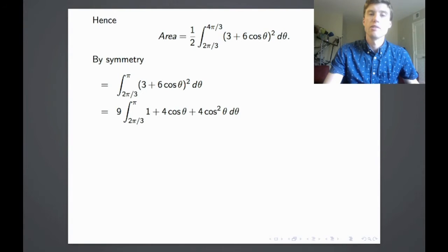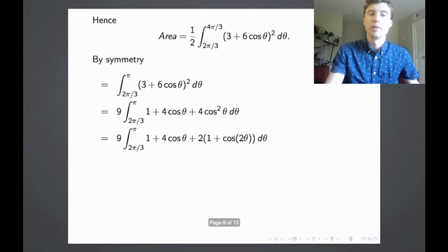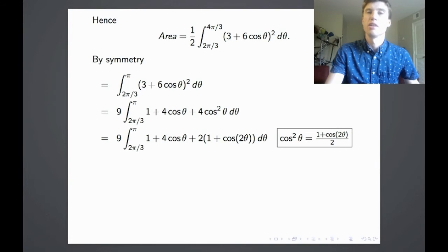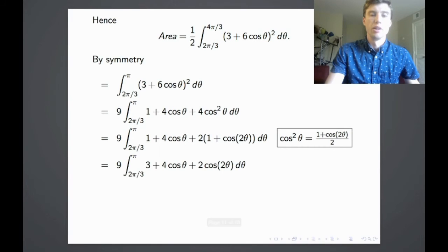To integrate 4 cosine squared theta, we need to recall a trig identity. We need to make the substitution cosine squared theta is equal to 1 plus cosine 2 theta over 2. Upon making this substitution, our final term becomes 2 times 1 plus cosine 2 theta. After we rearrange things a little bit, we have an integral for which we know the antiderivative of each term.